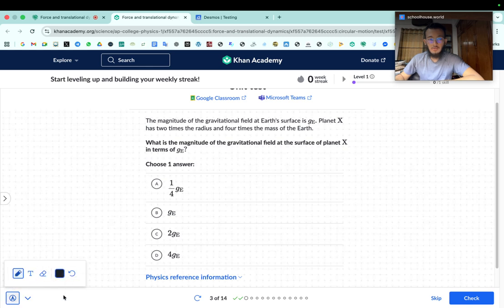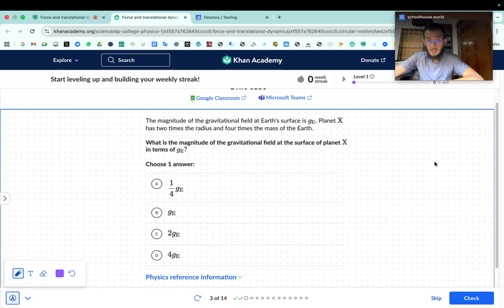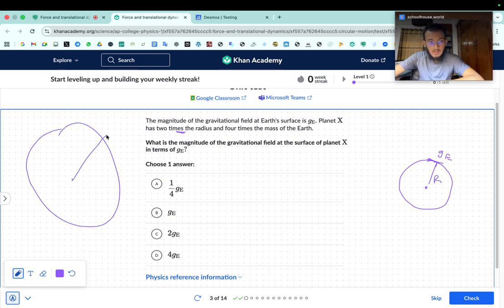The magnitude of the gravitational field at Earth's surface. So this is the Earth. At the surface, we have g of E. The planet X has 2 times the radius. So if we have r here, you have planet X, not to scale of course, with 2 times the radius and 4 times the mass. So this is m, and this is 4m, with the mass of the Earth being m. What is the magnitude of the gravitational field at the surface of planet X in terms of gE?